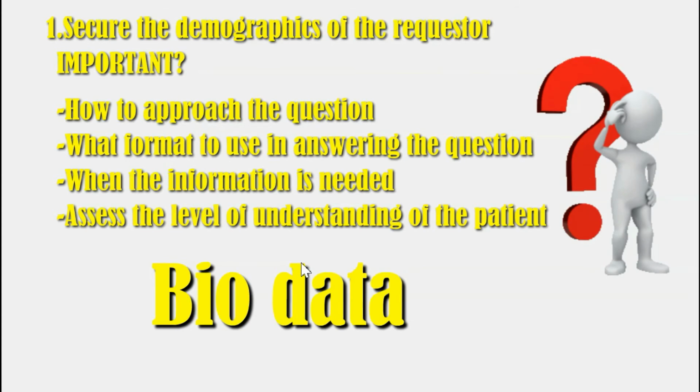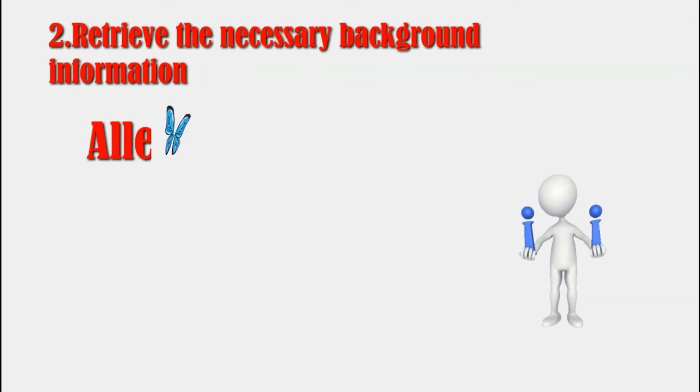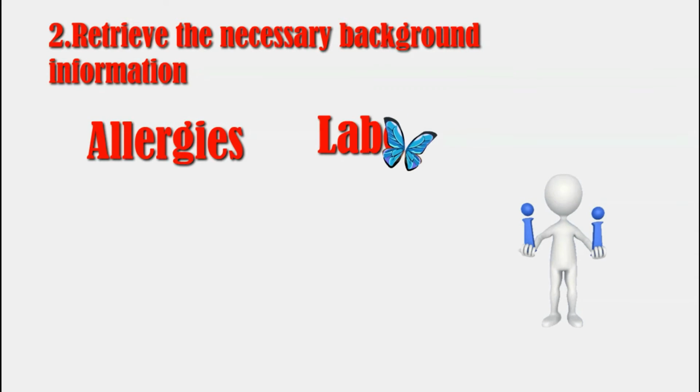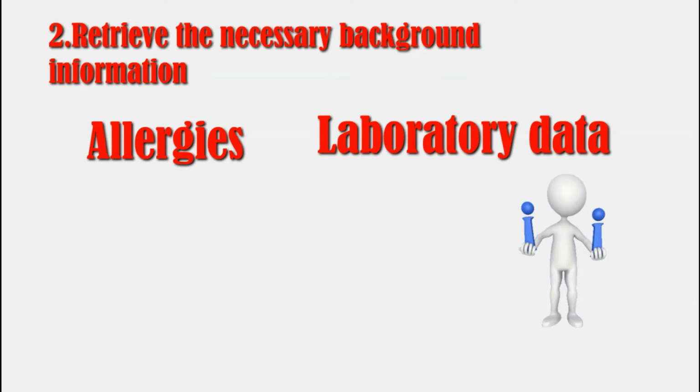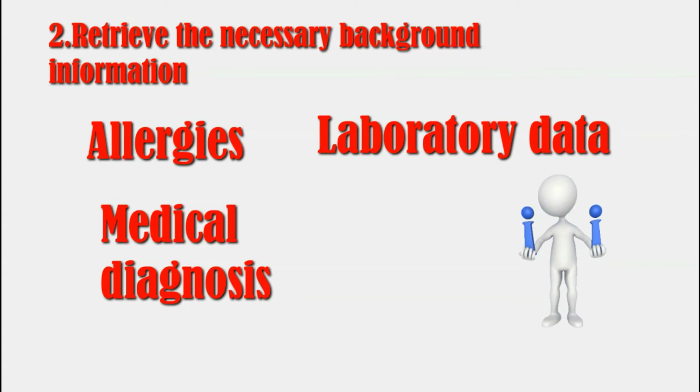Got it? So let's now proceed to our second modified systematic approach, which is retrieve the necessary background information from the requestor about the questions. So what are these background information? So it includes allergies, maybe for checking contraindication of the medicine, laboratory data for checking prognosis. Reading assignment po natin, what is prognosis? Another is medical diagnosis. So this is very important for us to understand more the situation of the patient.